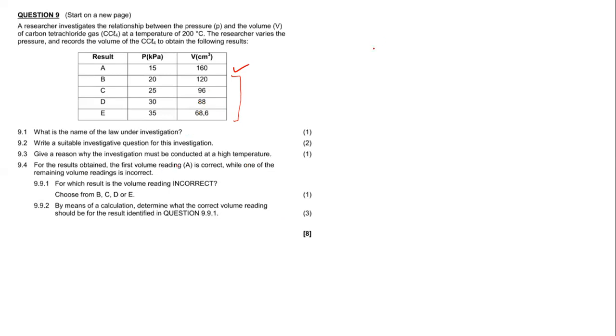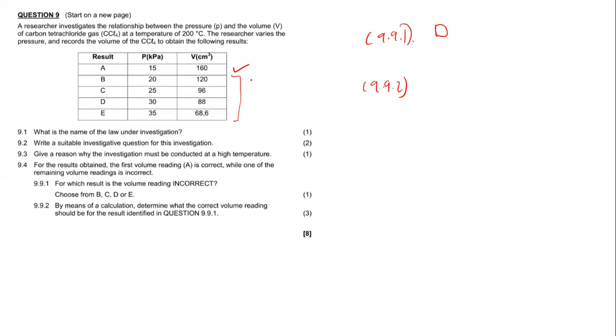So that means to answer question 9.1.1, for which result of the volume reading is incorrect, we say it is going to be D. Now, to make sense 100%, we answer question 9.1.2 so that you can understand why I said that. 9.1.2 says, by means of calculation, determine what the correct volume reading should be for the result identified in 9.1.1.